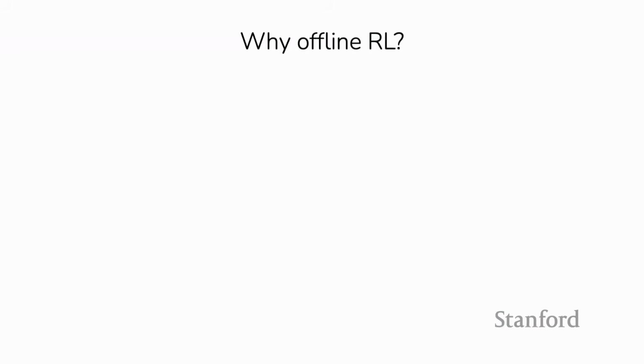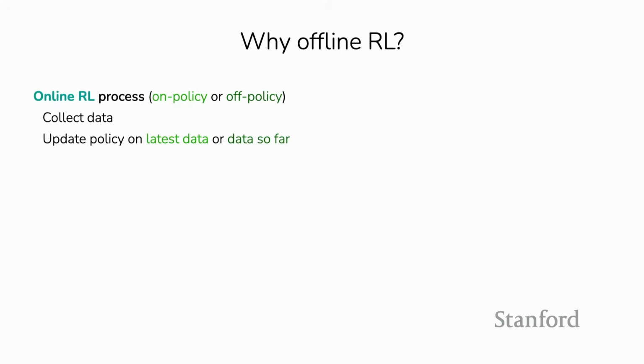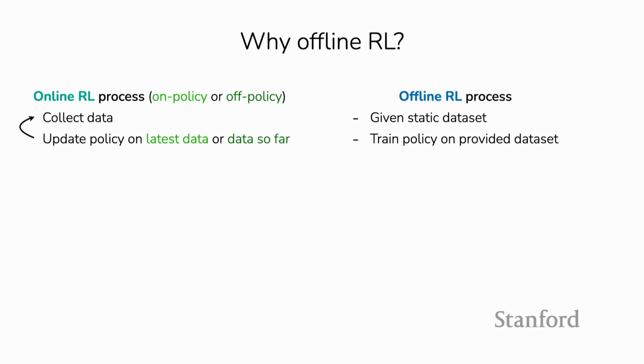So in offline reinforcement learning, well, actually, first, why offline reinforcement learning? The process for online reinforcement learning is you collect data, then you update the policy, either using the latest data or the data so far, and then you repeat that process. With offline RL, you're actually just given the data set in advance, and then you want to train a policy on that provided data set. So you're not actually iteratively collecting data.